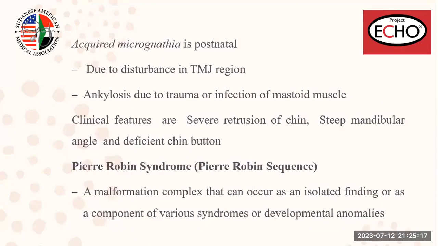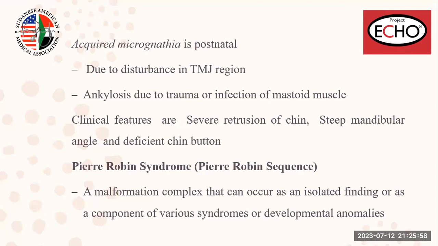The other type, which is the acquired micrognathia, is postnatal, so after the child is born. It might be due to disturbance in the temporomandibular joint region, leading to ankylosis and a small jaw. It can also be due to trauma or infection, for example. So the clinical features of patients with micrognathia are severe retrusion of the chin, a steep mandibular angle, and a deficient chin button, because everything in this area is pushed back due to defects in this.